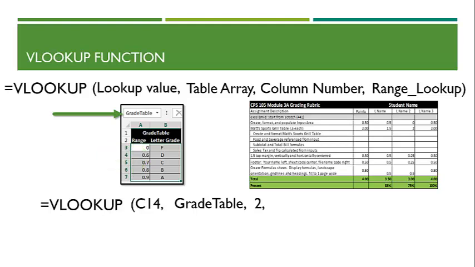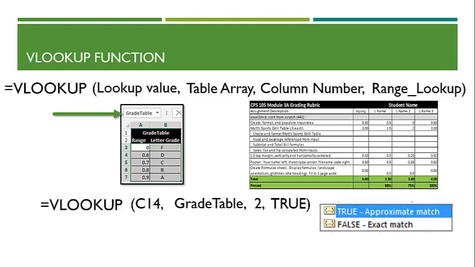The third argument is the column number within the table array in which Excel will find the answer you are looking for. In this case, the letter grade is located in column 2 of our table. The fourth argument is optional. If you are having Excel look through a range of cells to find where a lookup value falls within that range, you can leave the last argument out and Excel assumes it's true. If you need an exact match, you must include the false argument.